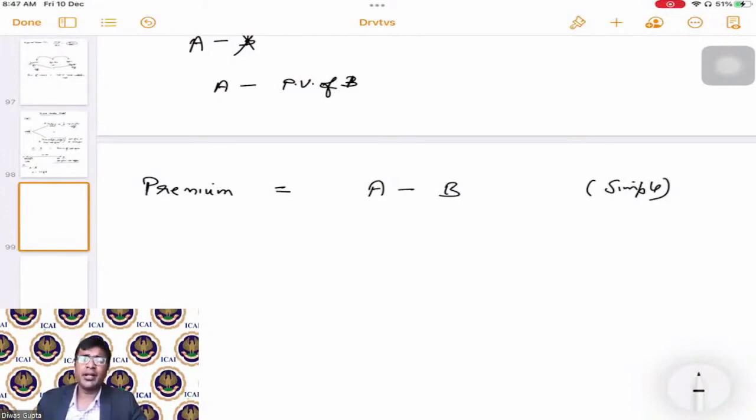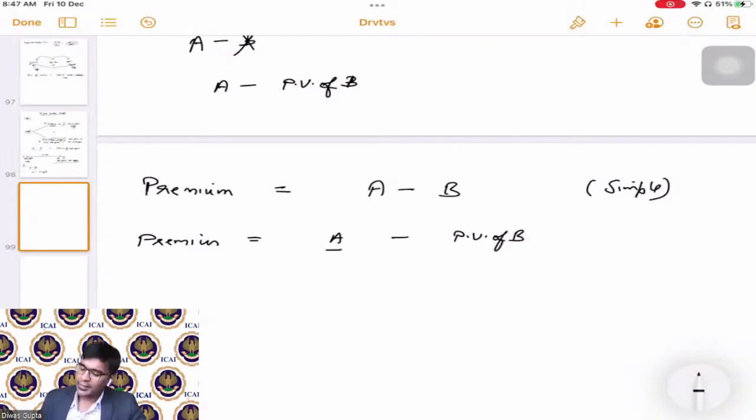in a layman's view it is A minus B, but for our purposes we cannot take A minus B because both of them are not the values on the same day. Those are the values on different days. Hence, the premium I'm rewriting as, we will evolve this formula slowly, the present value of B.